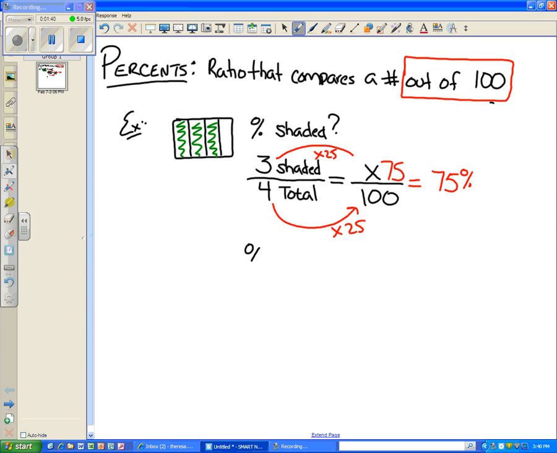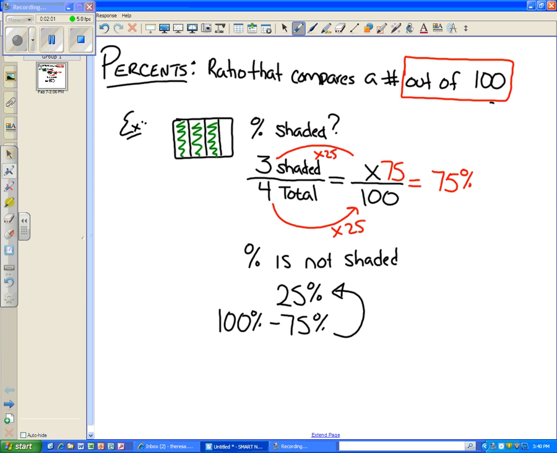So what percent is not shaded? If 75% is shaded, then only 25% is not shaded. 100% minus 75% represents the part that is not shaded. You could also use the fraction 1 out of 4: 1 part not shaded out of 4 parts total.